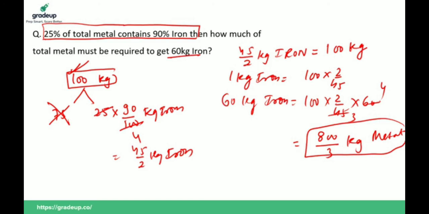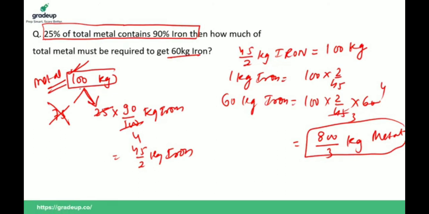Guys, listen. Let the metal be of 100 kg. And 25% of the part contains 90% iron. Okay, I will explain again. Don't worry, guys. Please listen carefully. I will change the color of the pen.